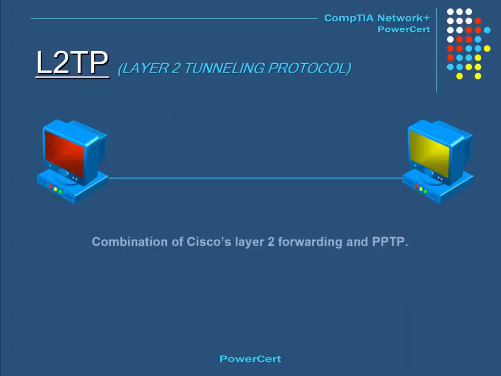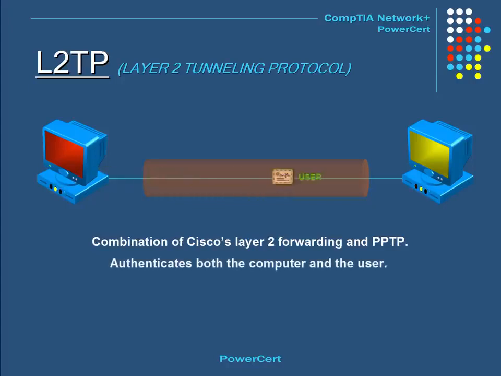Layer 2 tunneling protocol is a combination of Cisco's Layer 2 forwarding and point-to-point tunneling protocol. And this protocol authenticates in two ways using digital certificates. It authenticates both the computer and the user, and it does this to ensure that the data is not tampered with during the authentication process, which is known as a man-in-the-middle attack.